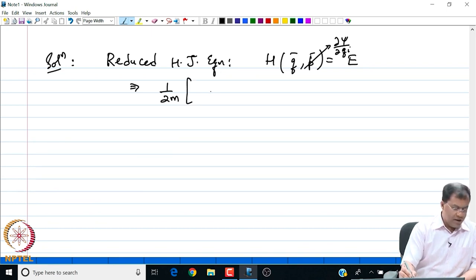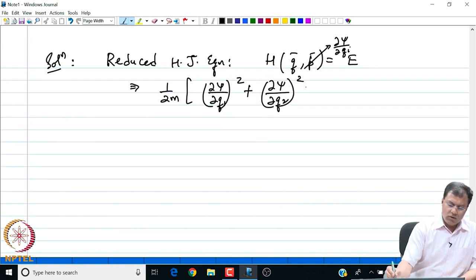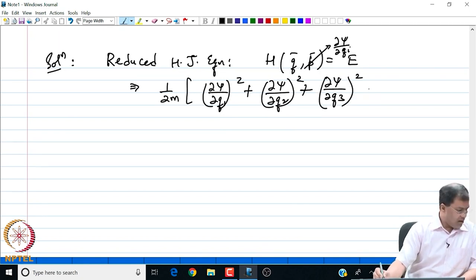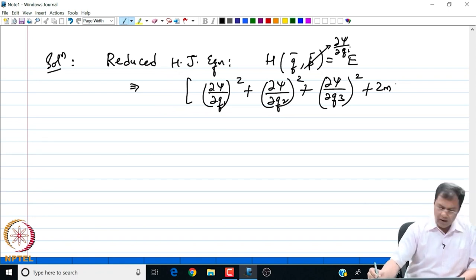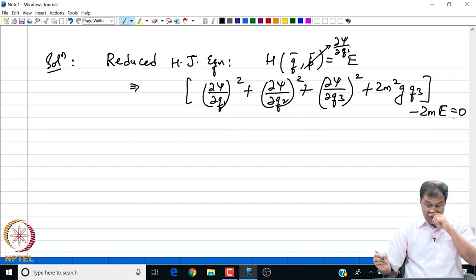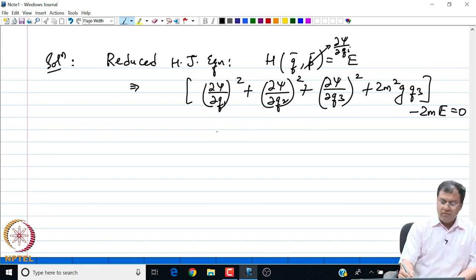So, this is 1 by 2m. Instead of p1 square, I have del psi del q1 whole square. Instead of p2, I have del psi del q2 whole square. And instead of p3, I have del psi del q3 whole square, plus 2m square g q3, minus 2mE, is equal to 0, right. Well, I have multiplied throughout by 2m. So, now I have to solve this system.